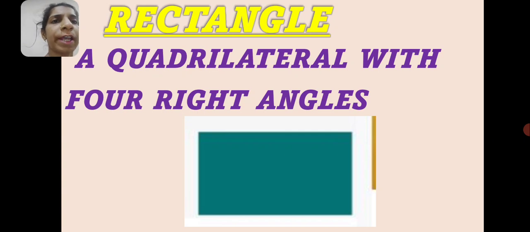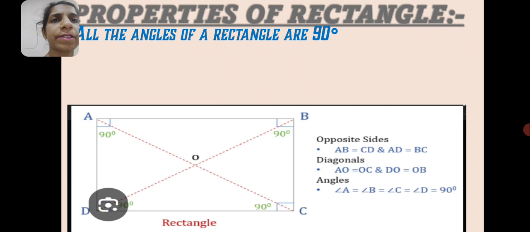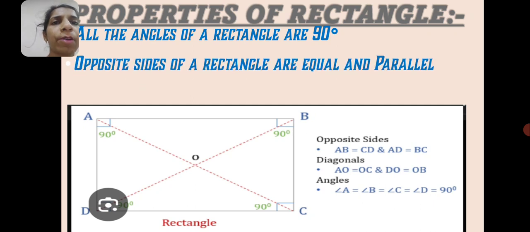Let's talk about the rectangle, a quadrilateral with four right angles. Next, let's see some properties of a rectangle. All the angles of a rectangle are 90 degrees: angle A, angle B, angle C, angle D. The next property of a rectangle is that opposite sides are equal and parallel. Here AB is equal to CD and AD is equal to BC.